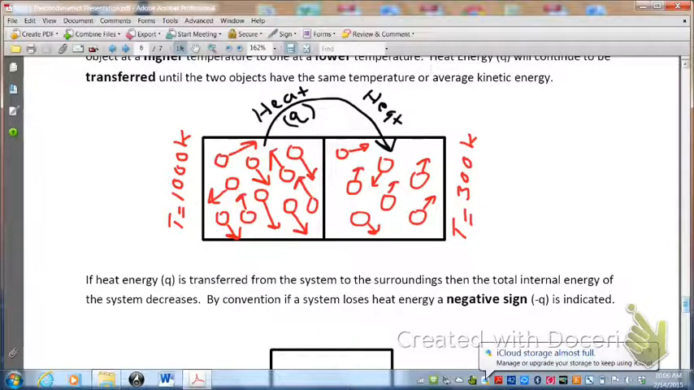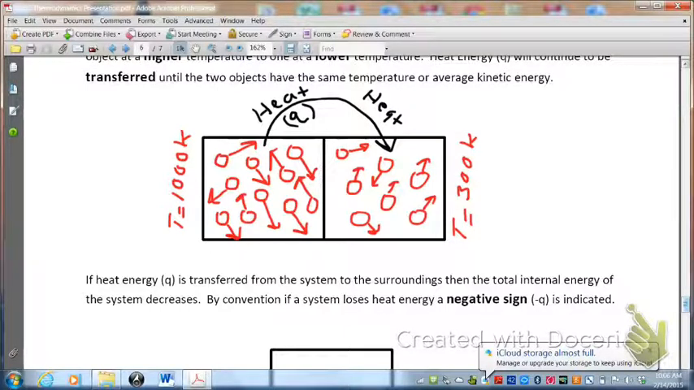All right? Now, what's important to note is that the heat energy is going to continue to be transferred from the hot object to the cold object until both objects are at the same temperature, which means that they both have the same amount of average kinetic energy.